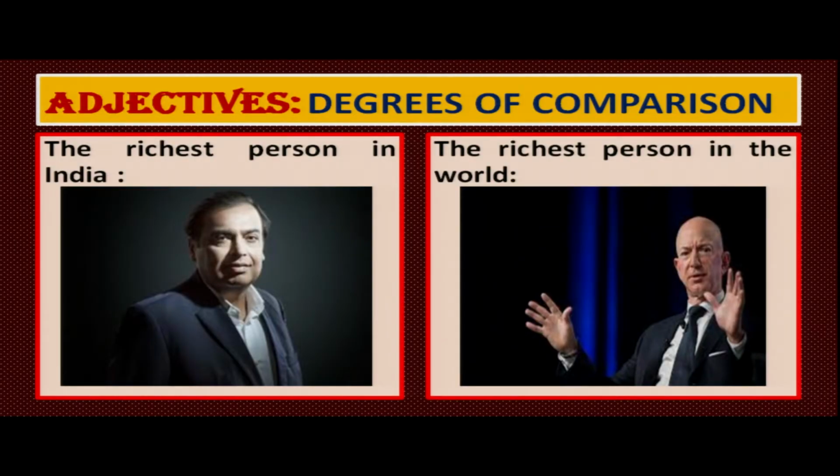Today we will discuss the third part of adjectives, and we will start with our general knowledge. Before that, let's recap the previous two grammar sessions about adjectives, and then we will start our grammar. You just look at the screen and you see the images of two persons, one is the richest person in India and another is the richest person in the world. You just see this, then we will start after our recapitulation from these two pictures, right?